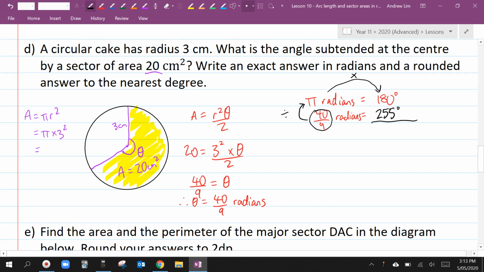Okay, so here's exact in radians. Here is rounded to the nearest degree.